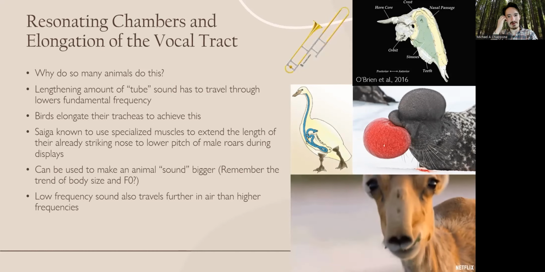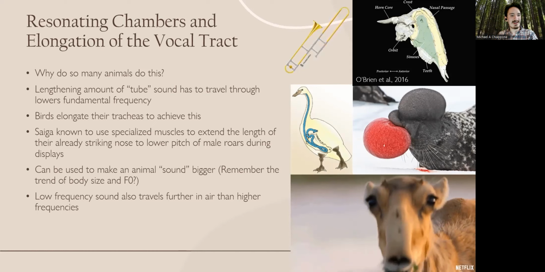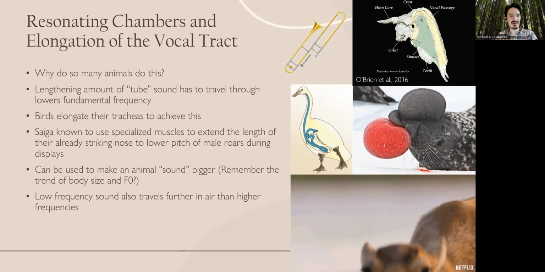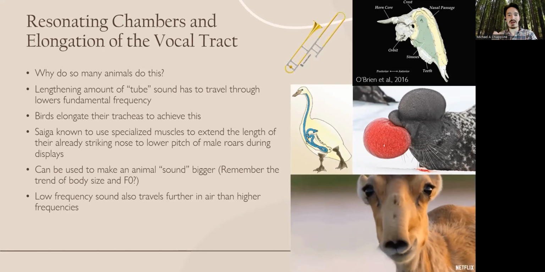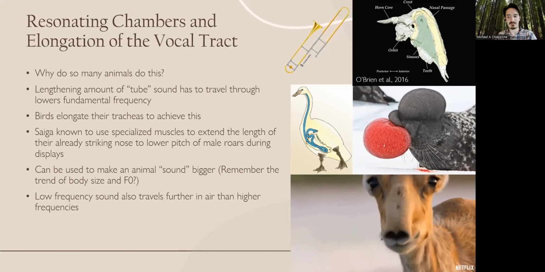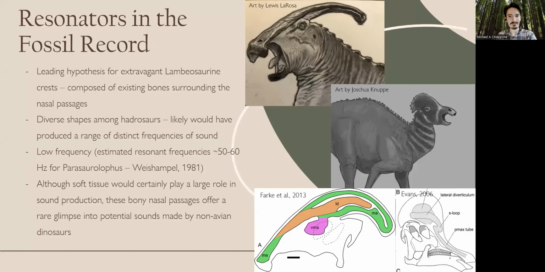And so birds also do this with their trachea, and all of this elongating and creating resonating chambers can be used to make an animal sound bigger. Remember the trend of body size with fundamental frequency being inverse. Lower sounds are produced by bigger animals.